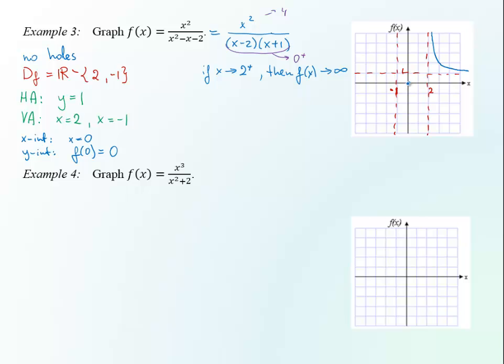Okay, now in this region, we can graph the shape like that, but who knows, maybe the graph goes like this. So what we need to do is check what's going on if x approaches 2 from the negative side.